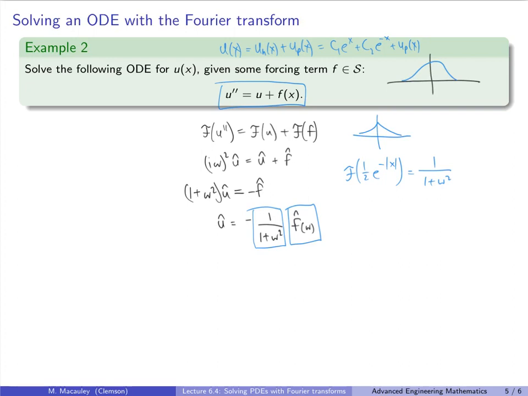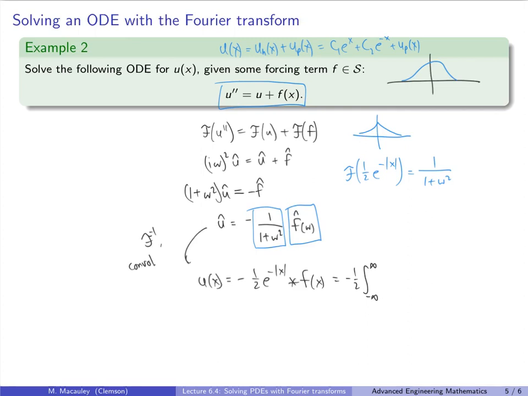Okay, so by the convolution theorem, if we apply the inverse Fourier transform to both sides, then we get that u of x equals negative 1/2 e to the negative absolute value of x, star, so the convolution of that with f of x, the inverse Fourier transform of f̂. So this is, by definition, negative 1/2 times the integral over the real line. Now let me see, I don't want to use u as my dummy variable, because I've done that. So let me use y as my dummy variable.